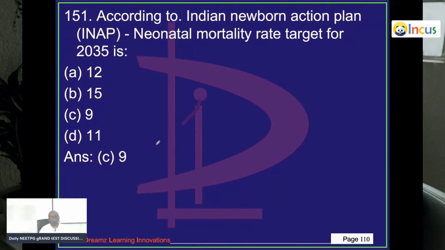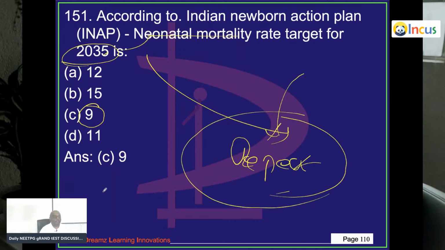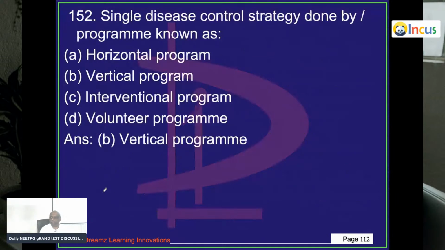According to the Indian Newborn Action Plan, INAP, the neonatal mortality target for 2035 is 9. This MCQ will be repeated straight in tomorrow's NEET PG. Don't accuse me that it is a 110% strike rate.